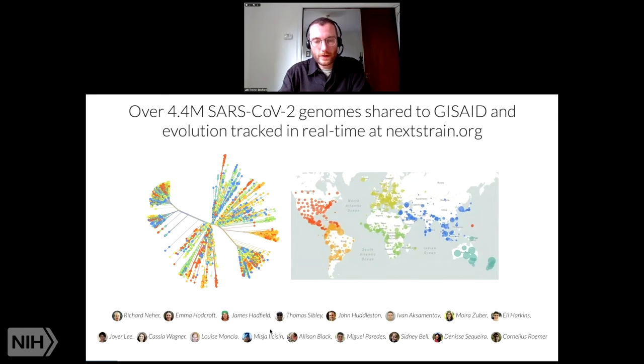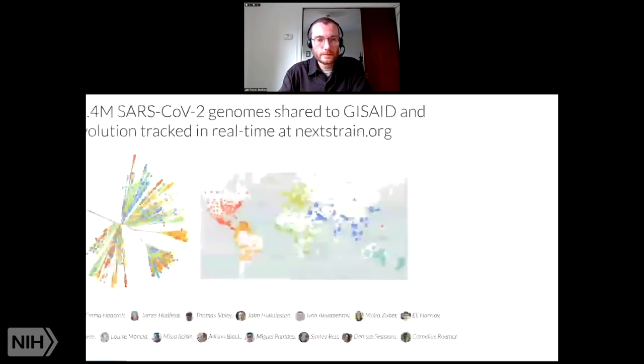This has been a huge effort. We also provide tooling for public health groups and scientists throughout the world to use this open source tool set to look at their data from their locality or their sequences. And in doing so, we've had a view into the evolving virus since January 2020.